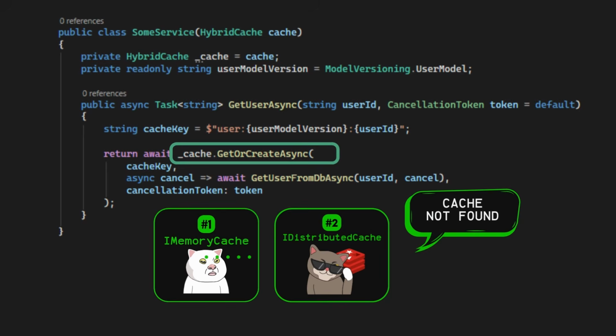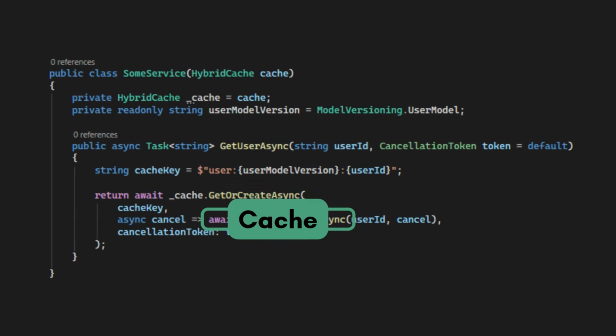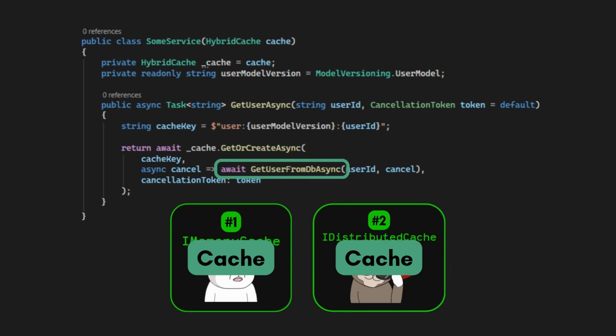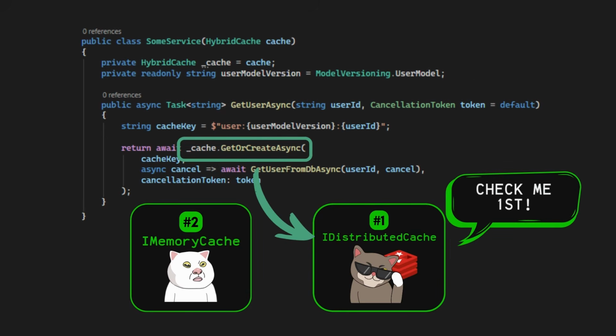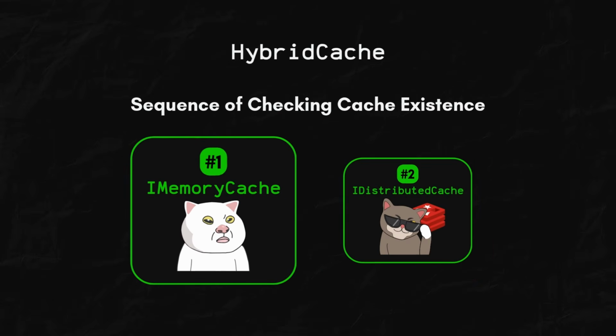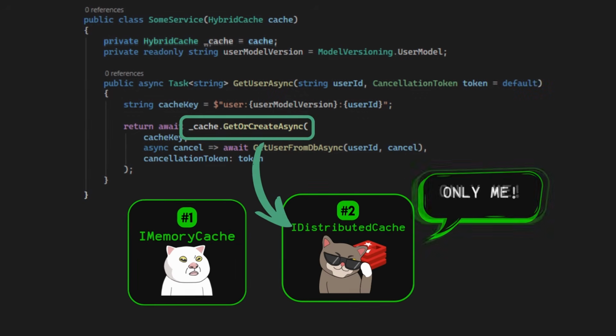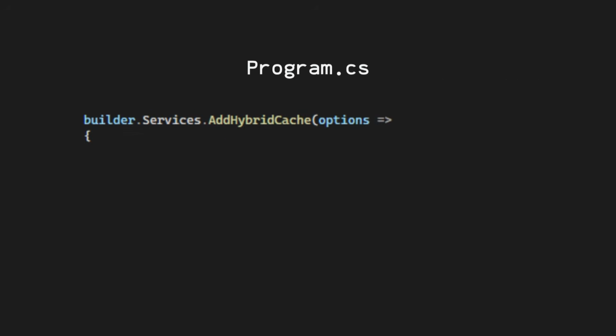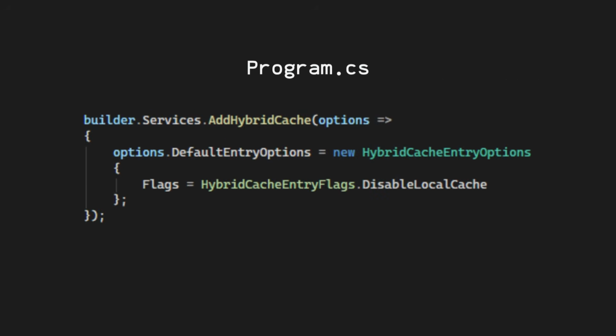And if both fail, it bravely ventures into the database and saves the cache in both. Want Redis to go first? Sorry, we always go for the fastest first, so by default it will check local memory first. But if you still want to use Redis only in hybrid cache, then use HybridCacheEntryFlags.DisableLocalCache.